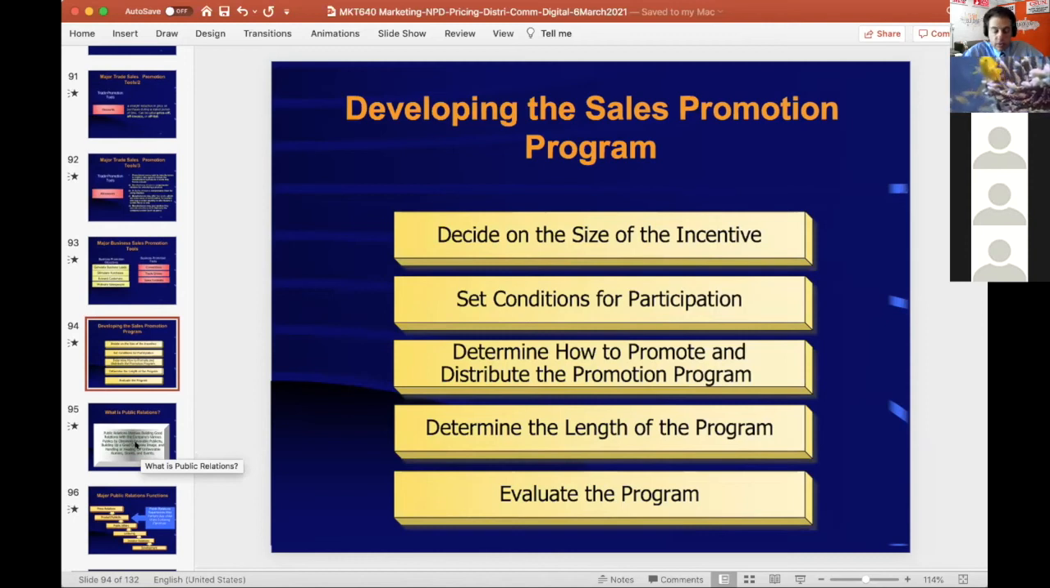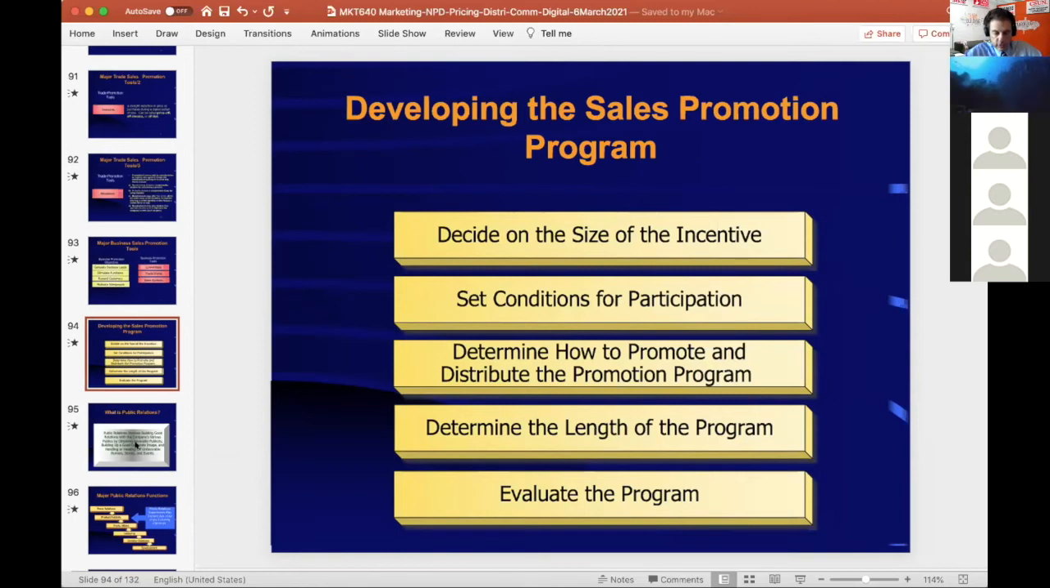This sales promotion cannot be for everyone. So you have to set the condition of who's going to be in it. You have to think about how to promote and distribute the program. So are you going to use advertising? Are you going to use PR? Are you going to use digital marketing? Then you have to think about how long is it going to be? When is it going to be?